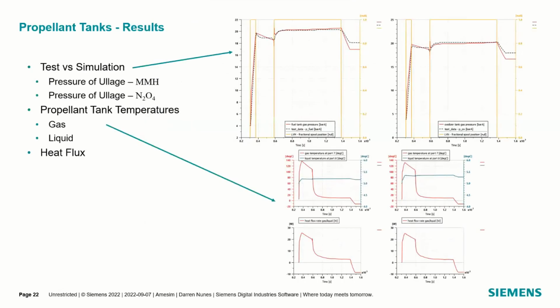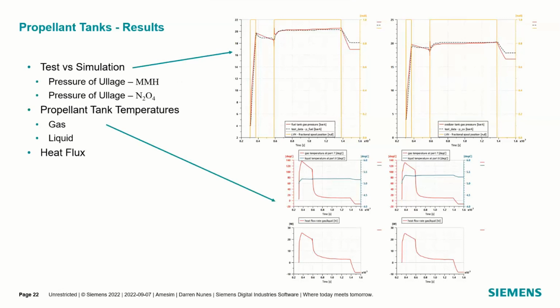So we looked at the results, right? Again, test versus simulation. We were almost spot on when we looked at the pressure of the ullage in the 2 tanks. The orange there is the latching valve fractional position, and that's how we were ultimately able to match our testing data to our simulation data.